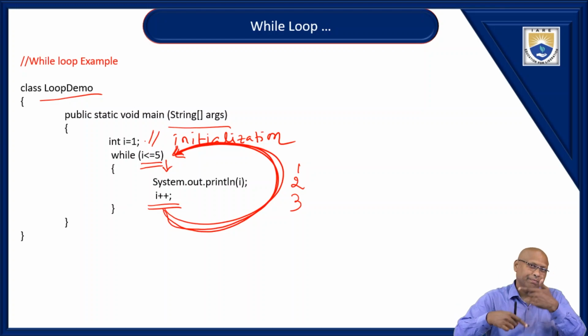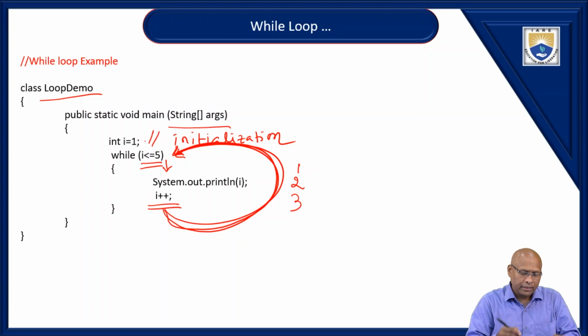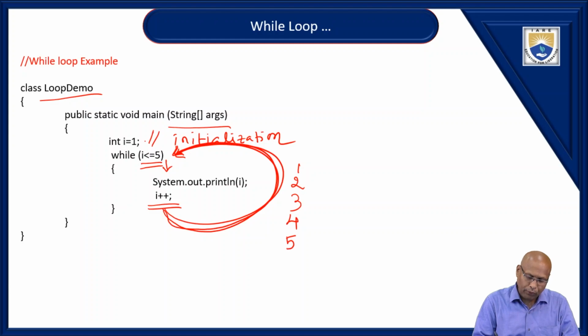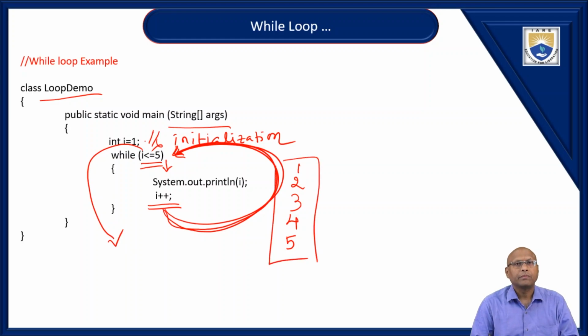Because every time you have to check the condition. As long as it's true, repeat. Now i becomes 4. 4 is less than or equal to 5? Yes. Come inside, print 4. After printing 4, then operation, 5. 5 is less than or equal to 5? Yes. So it is true. True means come inside, print 5. After printing 5, i plus plus. Now i becomes 6. Whenever i becomes 6, 6 is less than or equal to 5? No. No means false. Then the loop will stop. So that means what? It is printing 1, 2, 3, 4, 5. Okay. So every time it checks the condition. If the condition is true, repeat.